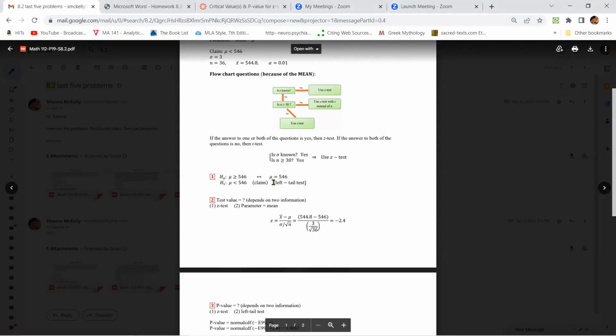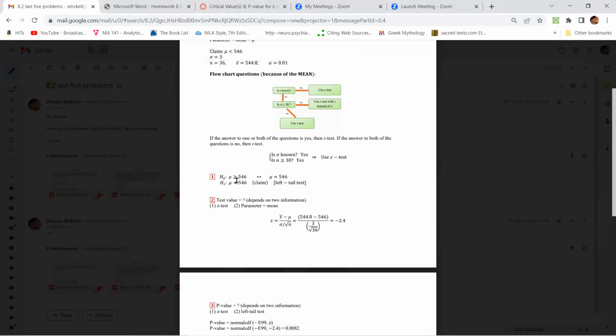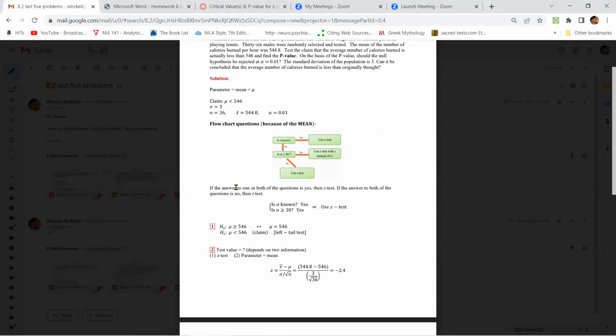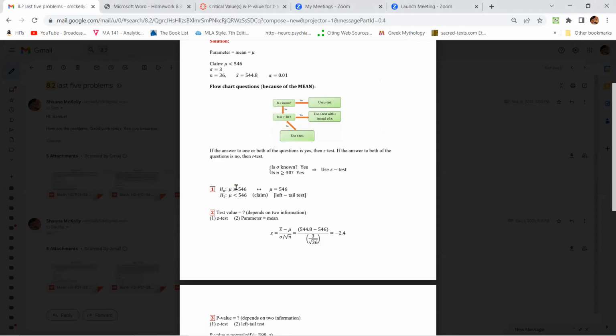So my step one, H0 mu greater than or equal to 546, because remember the claim is mu less than. So we're doing a left tail again with your statistical equivalent H0 mu equal to 546. Are you okay here? Yeah. Okay. Remember, when we're doing the p-value, we calculate the test statistic next.